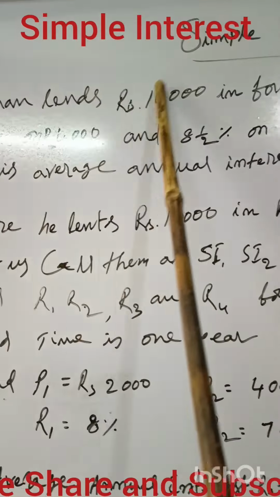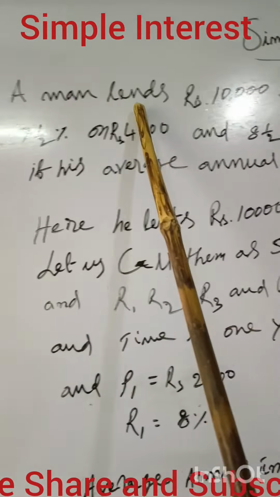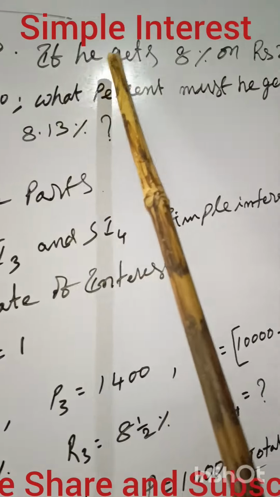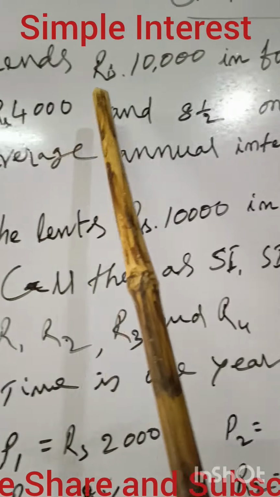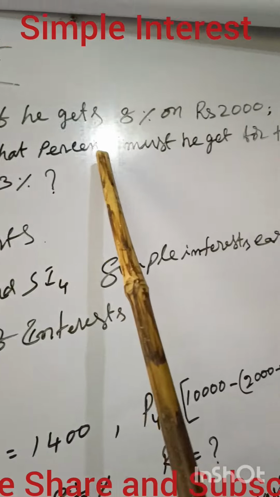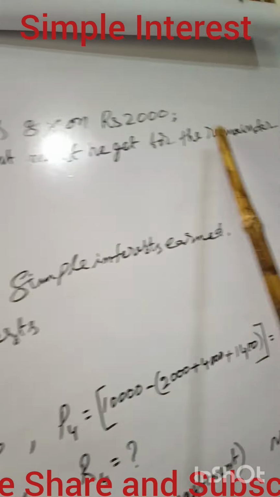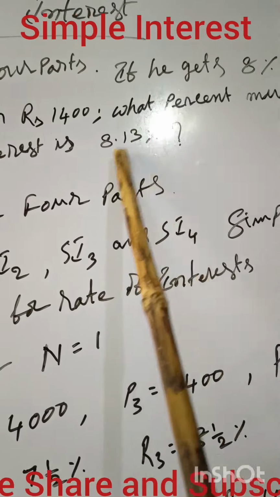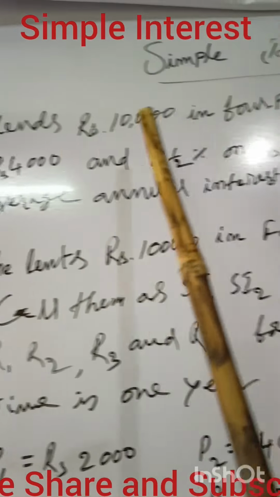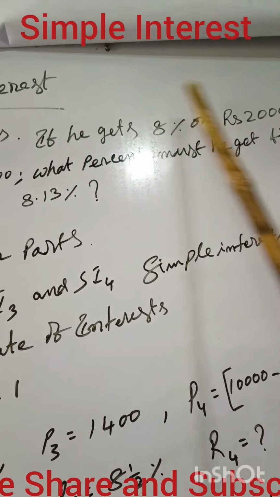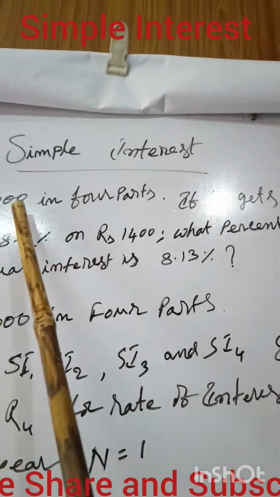Here we see one more example in simple interest. A man lends 10,000 rupees in 4 parts. If he gets 8% on 2,000, 7.5% on 4,000 and 8.5% on 1,400, what percent must he get for the remainder? And his average annual interest is 8.13%. Here he is given 10,000 in 4 parts. One is 2,000, 4,000, 1,400, and the rest you have to find out by summing and subtracting this from the 10,000.